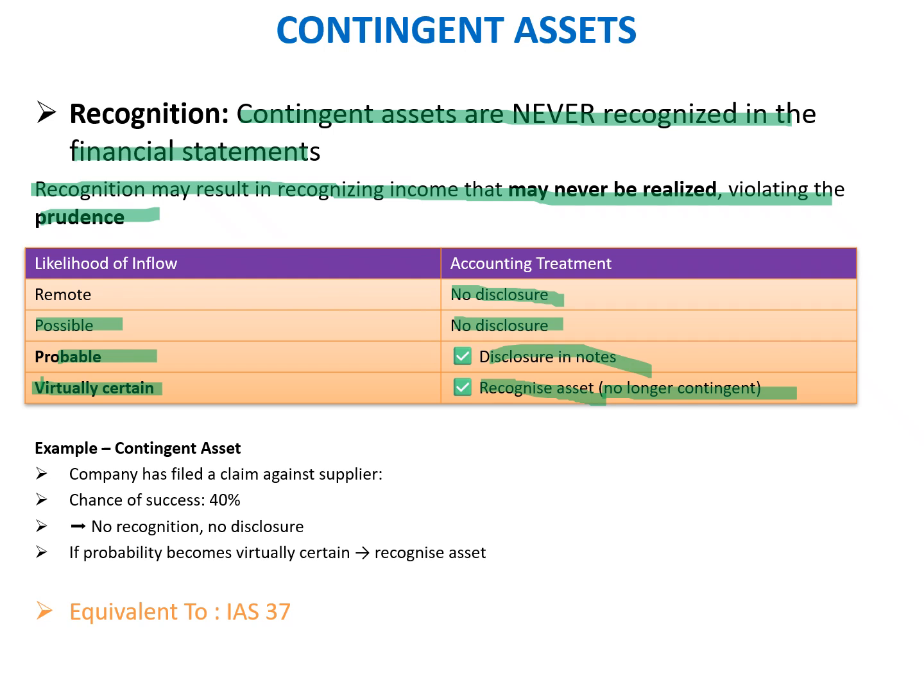So we have quickly shown an example through which we can demonstrate how we have to record contingent assets. A company has filed a claim against a supplier. The chance of success is 40%. No recognition, no disclosure, because we are going by the fact that if it is less than 50%, then we do not need to disclose it. If the probability becomes virtually certain, then definitely we have to recognize it as an asset. And this treatment is absolutely aligned with IAS 37. So we'll move to the next slide.